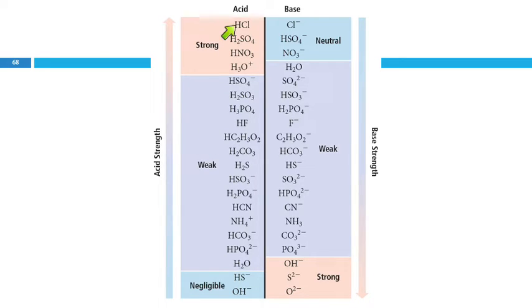This illustration has a bunch of acids on the left and a bunch of bases on the right, and you'll see that these are anions. These are the conjugate bases of those acids. Up here, HCl is a strong acid, so its conjugate base is neutral. HSO4 minus is a weak acid, so the base SO4 2 minus is a weak base, but it's way at the weak end. And so as these get weaker and weaker, their conjugate bases get stronger and stronger.